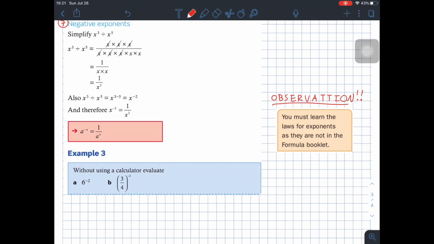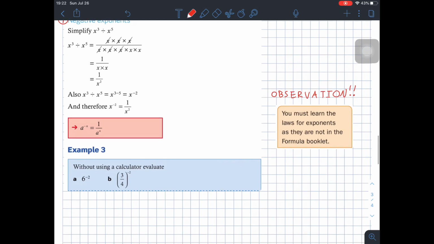Okay, so here you have the observation I told you at the beginning. Observation, there's a mistake here, right? Observation has only one t. Oops. Observation. There you go. Observation. So it says you must learn the laws of exponents as they are not in the formula booklet. So this is something you must know.